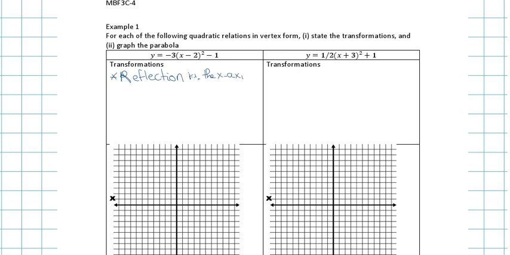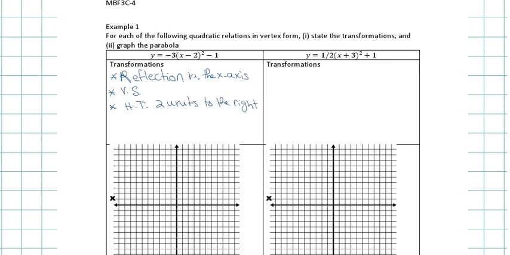Okay, how about the second? A vertical stretch. You can just stop there, vertical stretch, or you can say by a factor of 3. Remember guys, yes, it's a -3, but that negative is only causing the reflection, right? The 3 is a number that's greater than 1, right? So it's a vertical stretch. Okay, next, what do I have? Horizontal translation 2 units to the right. Perfect.